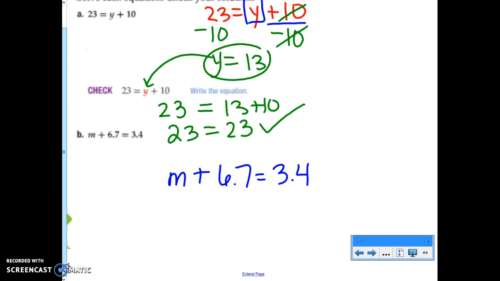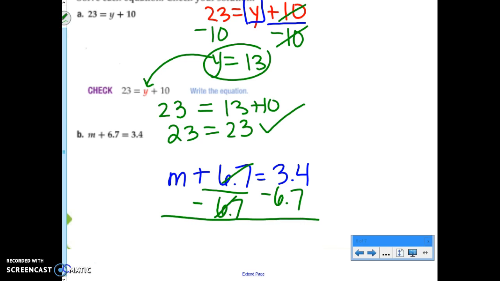All right, B down here says m plus 6.7 equals 3.4. Okay, I need to get m completely by itself on that side of the equal sign, so I want to get rid of any terms that don't have the variable next to it. The opposite of addition, or the inverse of addition, is subtraction, so I want to subtract 6.7 from this side, and whatever I do to one side, I have to do to the other.